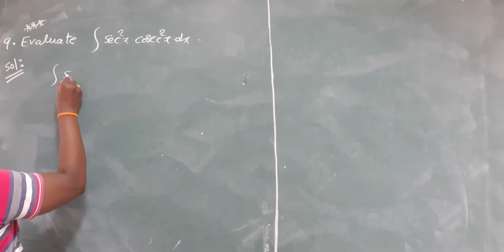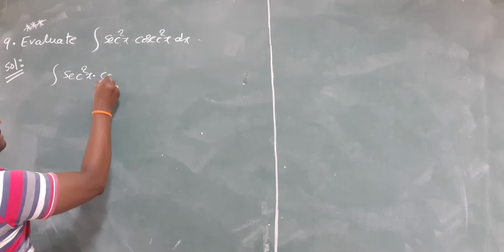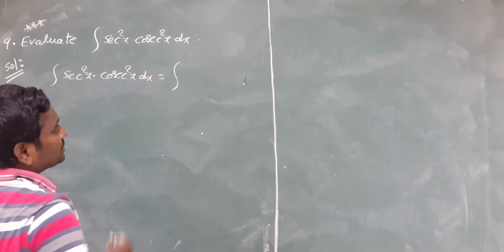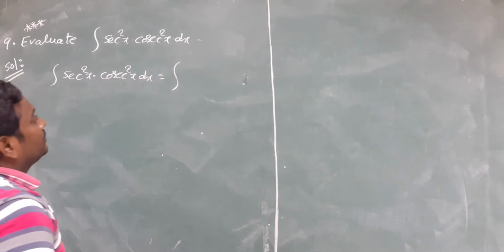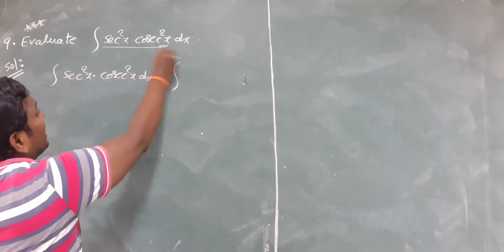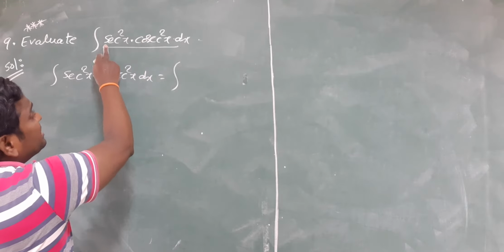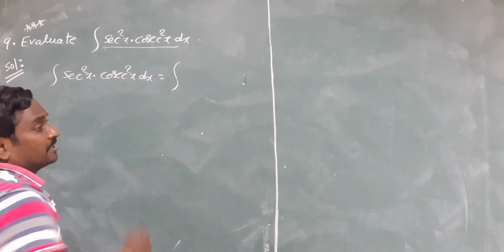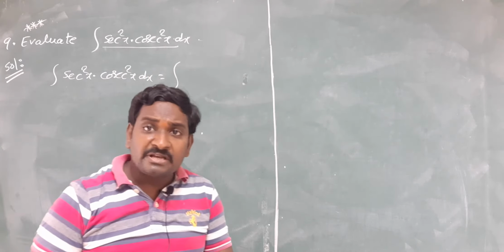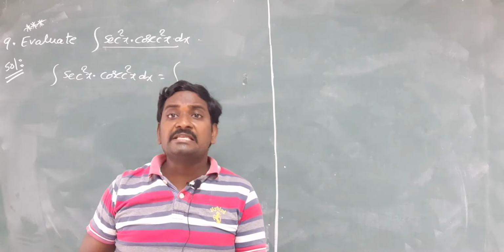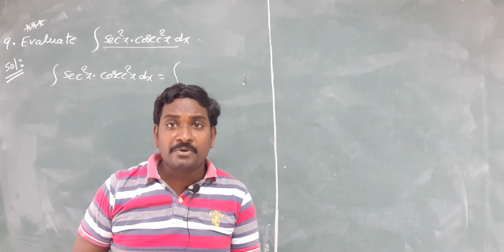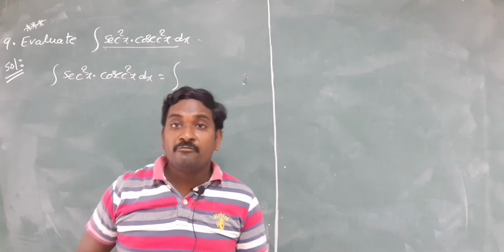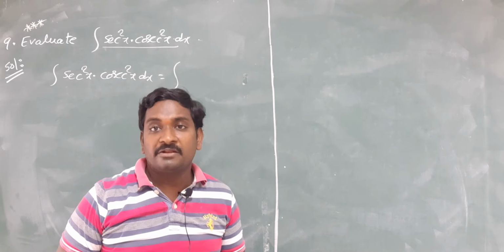Consider the given problem. Integral secant square x into cosecant square x dx. Actually we do not have a direct formula for integration of secant square x into cosecant square x dx, because these both parts are in product. If there is an addition or subtraction between them, then we can simply separate the terms by using the linear property, but there is a product in between them, that's why we should apply formulas on trigonometric functions.